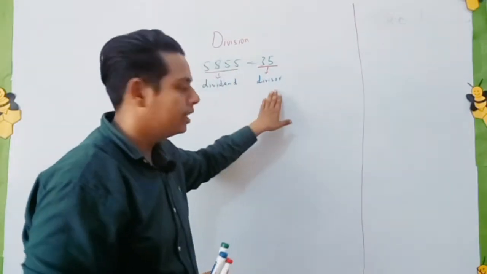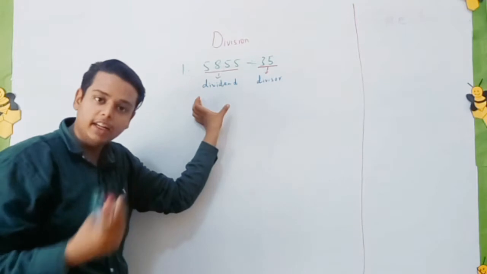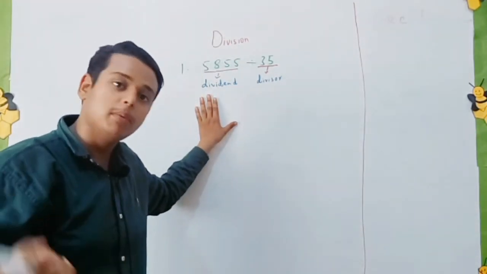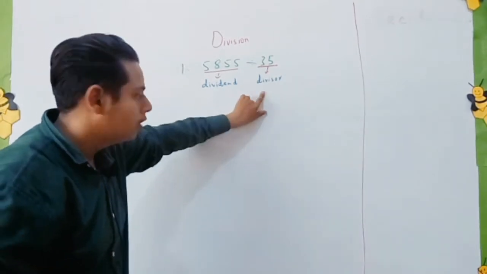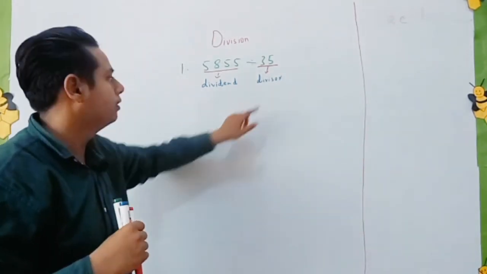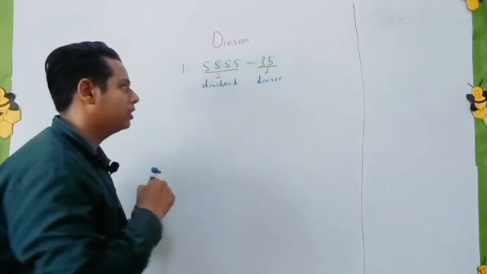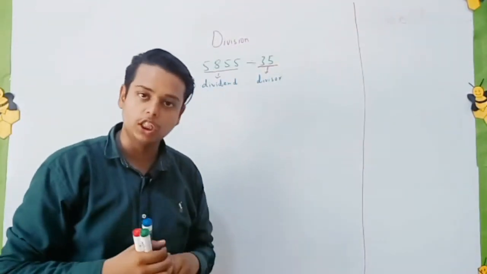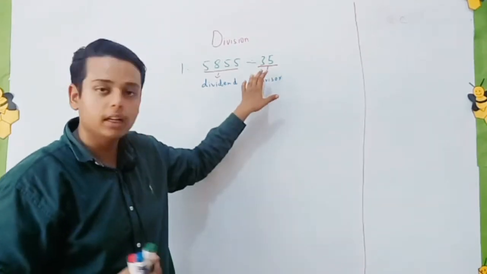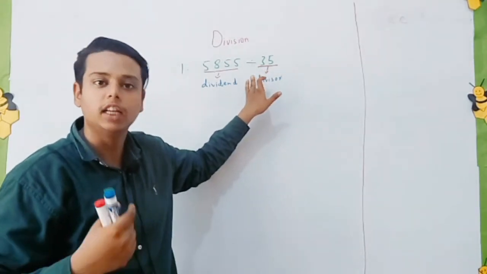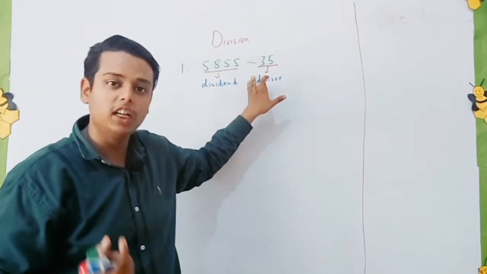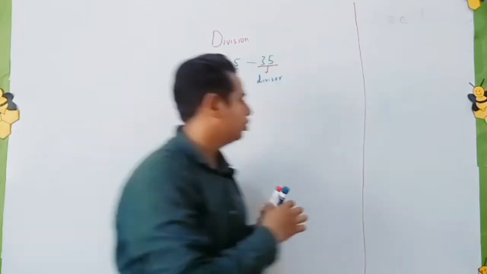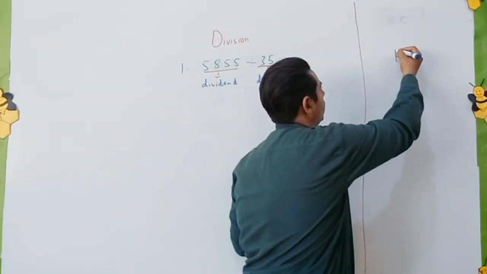जो नंबर हमें डिवाइड करना होता है वो क्या कहलाता है? हमारा डिविडेंड कहलाता है, और जिस नंबर से डिवाइड करना होता है वो क्या कहलाता है? हमारा डिवाइजर. Now the first step is that you need to call a rough column for the multiplication, because 35 is a larger number. You cannot memorize the table of 35, so you need to multiply 35 with different numbers to get the answer. So simply I am making a rough column over here.